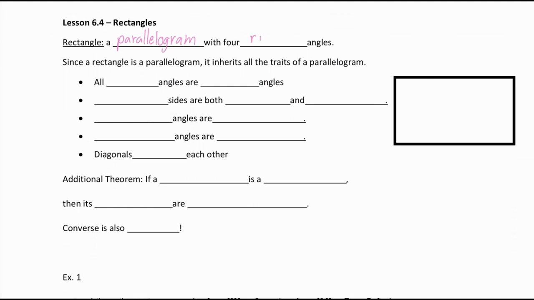With 4 right angles. Okay, so that is what a rectangle is, a parallelogram with 4 right angles. Since a rectangle is a parallelogram, it also inherits all of the traits that we've talked about with parallelograms. So all 4 angles are right angles, because that's what we just said. So we have all of these are right angles.